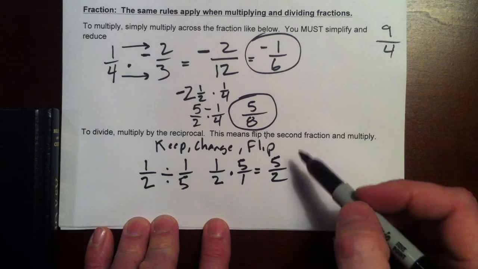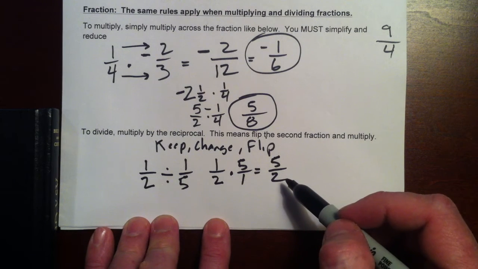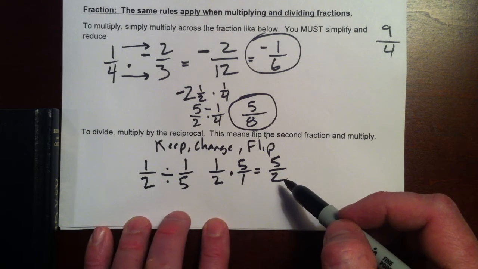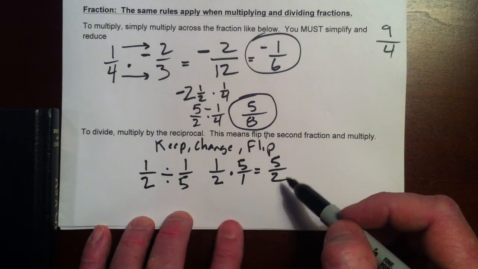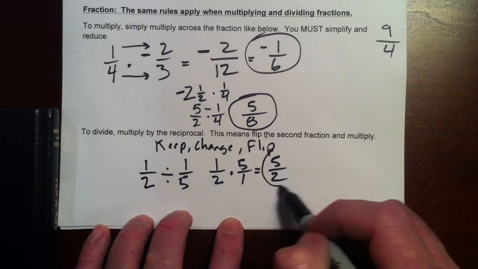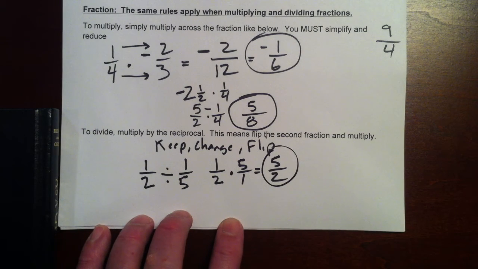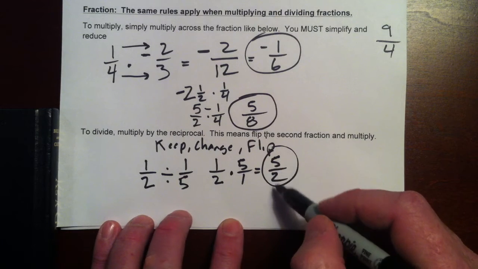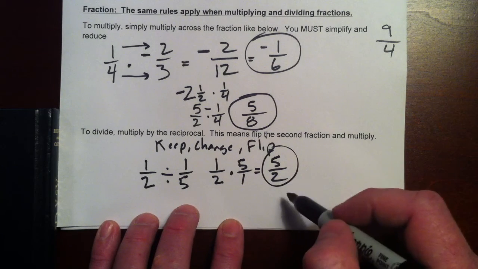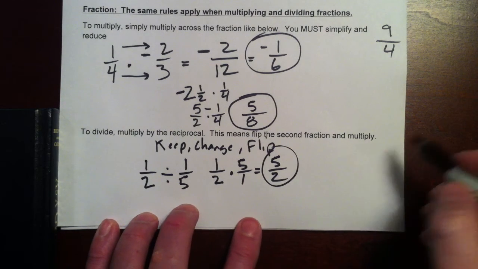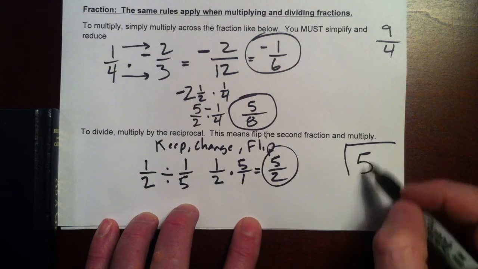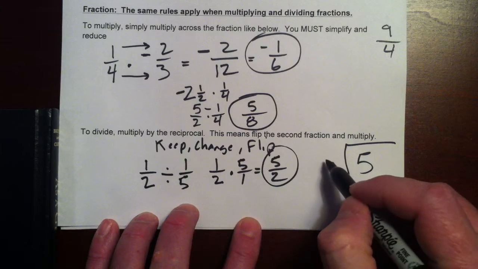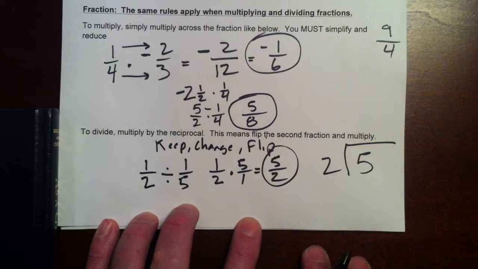Now we're not done. Now this doesn't reduce anymore, but we have to change this back into what's called a mixed number. And we call it a mixed number because we have a combination of whole numbers and a fraction. This is not the correct answer. I will mark this wrong every time. What you have to do is divide the top number by the bottom number, find out your remainder, and get the mixed number. So the 5 will go in the house. Top dog goes in the house. 2 goes on the outside.